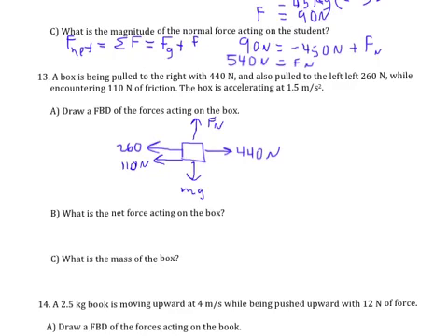What is the net force acting on the box? So the net force is just going to be the sum of the forces. So the force net equals the sum of the forces, which equals, let's make it 440 plus negative 260 plus negative 110. And when I add all those up, the net force is going to equal 70 newtons.